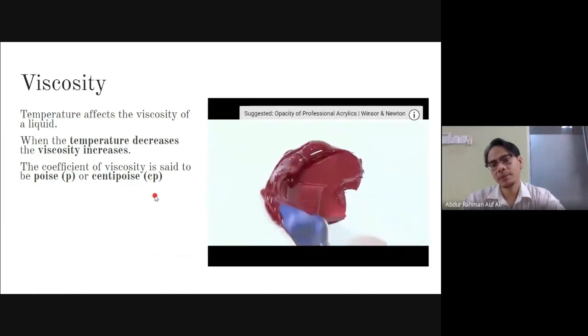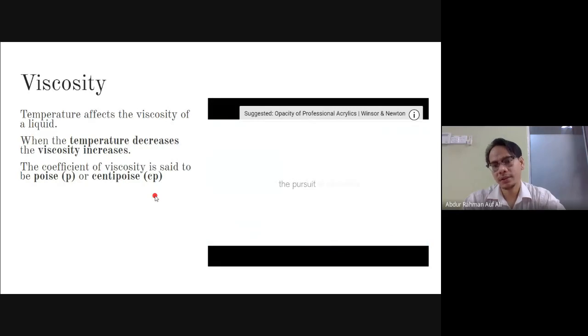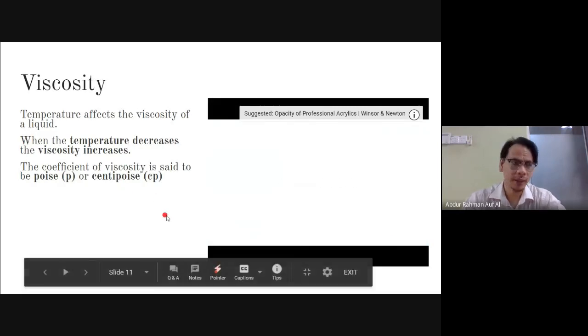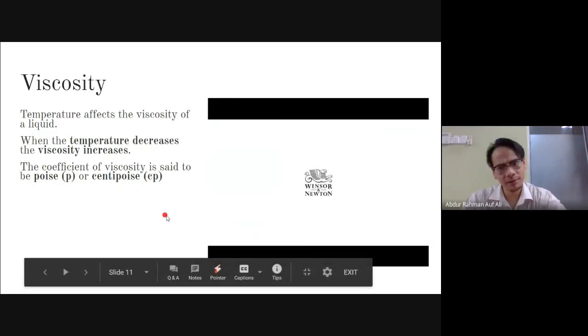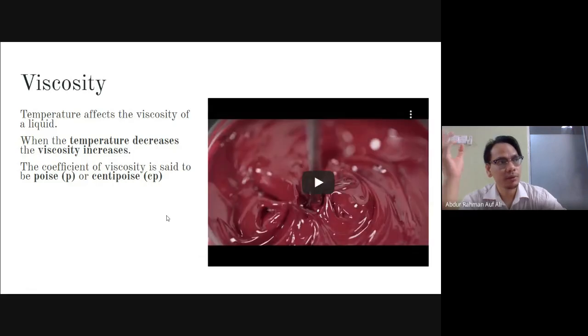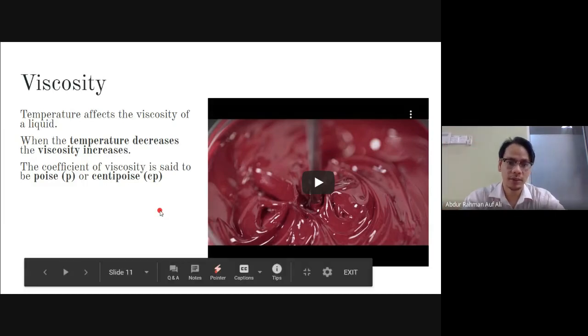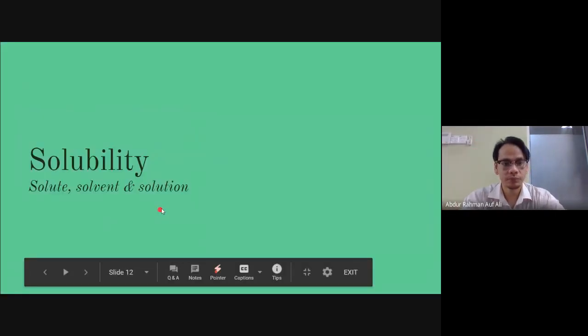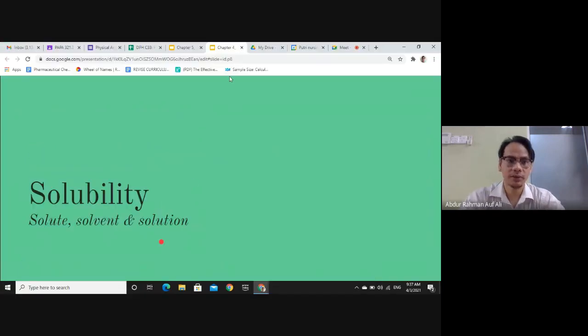So it is not only pharmaceutical drugs that we test viscosity for. Any quality product that requires a certain viscosity, the manufacturer needs to test its viscosity. Okay, so that is viscosity.